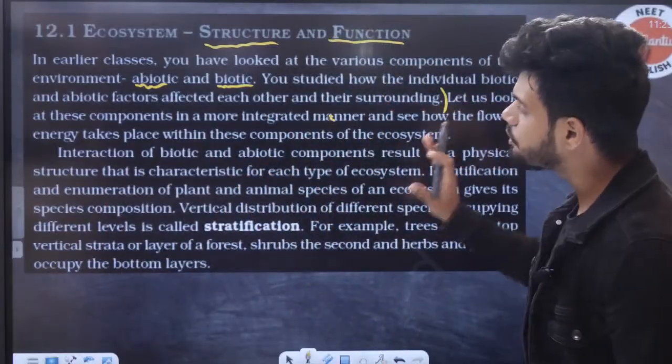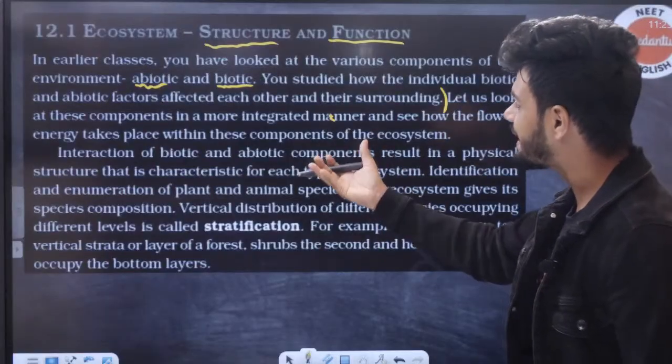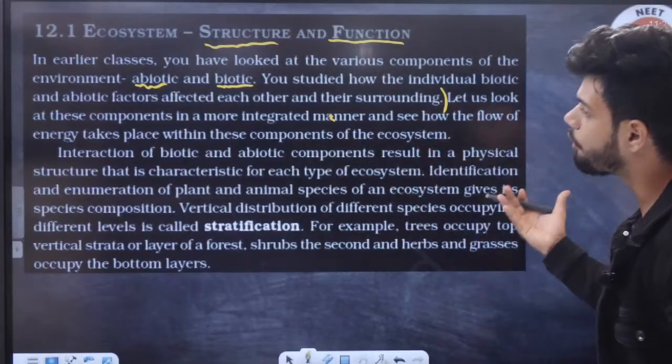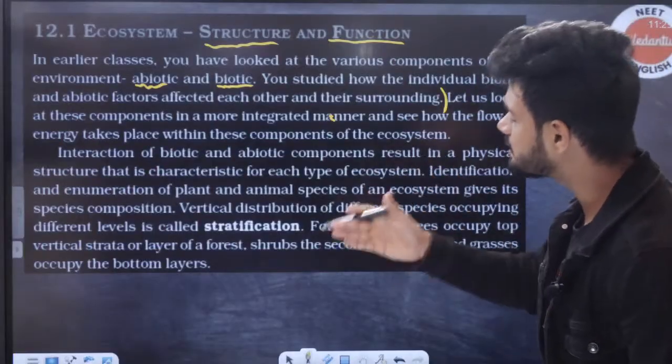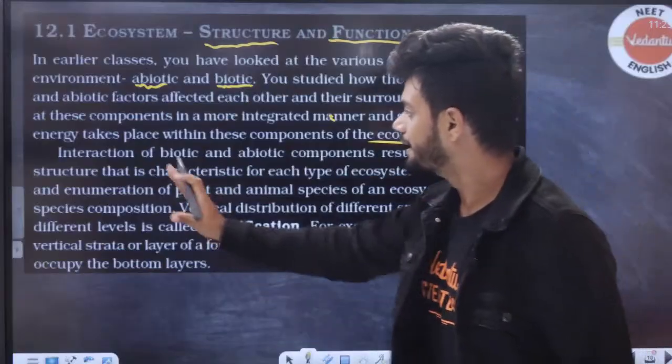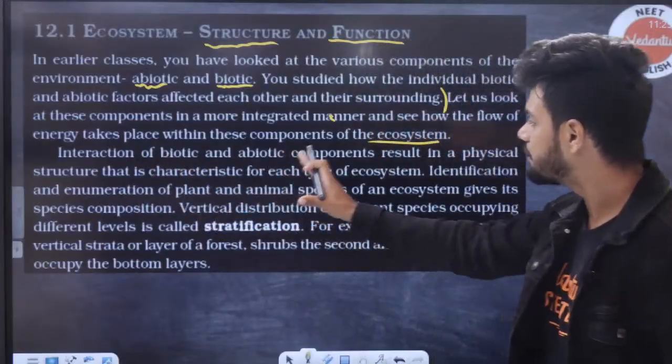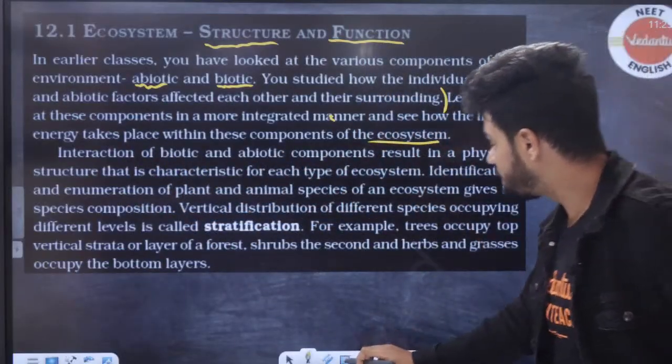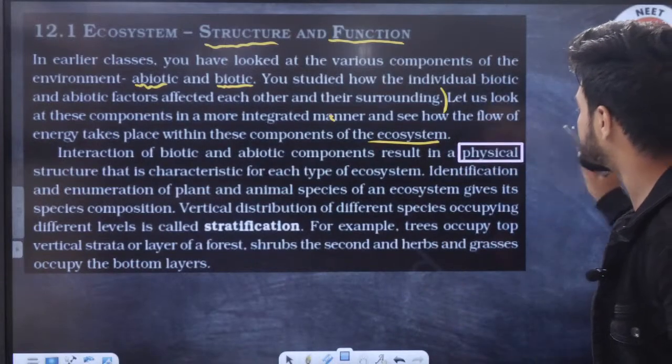In the previous chapter, we learned about population, environment, and organism. Now let us look at these components in a more integrated manner and see how the flow of energy takes place within these components of the ecosystem. That is in today's lecture. Now, interaction of biotic and abiotic components results in a physical structure.